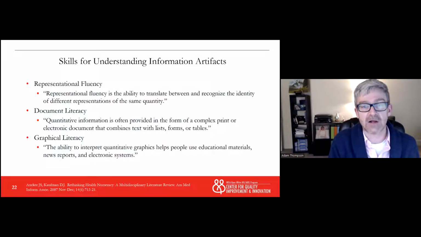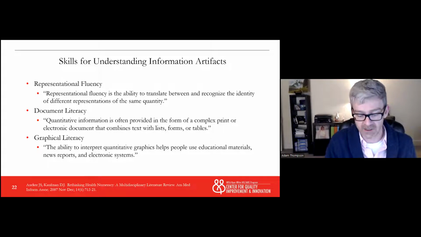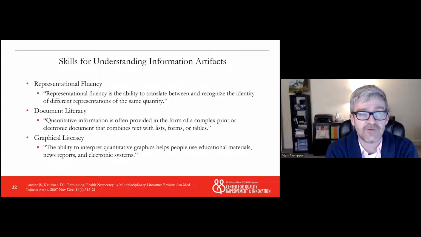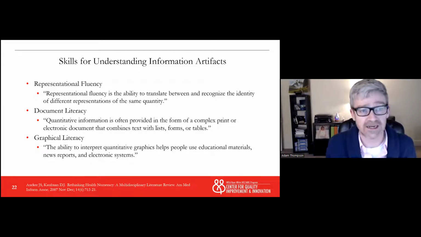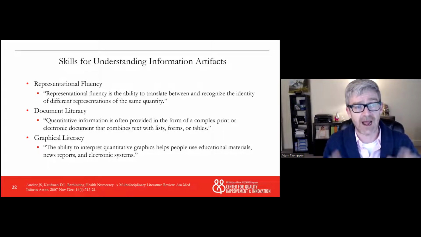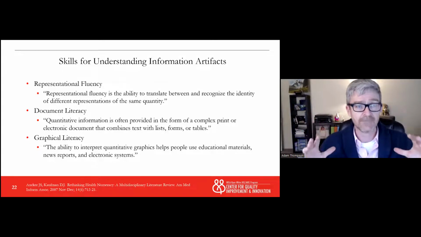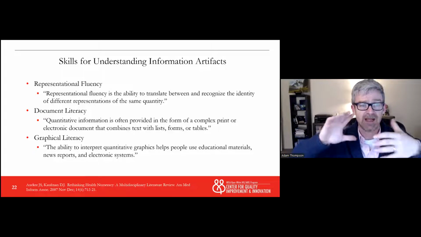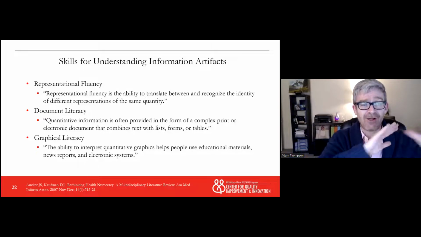So when thinking about these skills for understanding information artifacts, when looking at accessing information, representational fluency is the ability to translate between and recognize the identity of different representations of the same quantity. So for example, one of the questions I always like is you can tell generally what generation someone is from by asking them how they were taught to eat food. Some people got a pyramid, some people got a plate. Now there's a plate and a pyramid together, all these different ways.